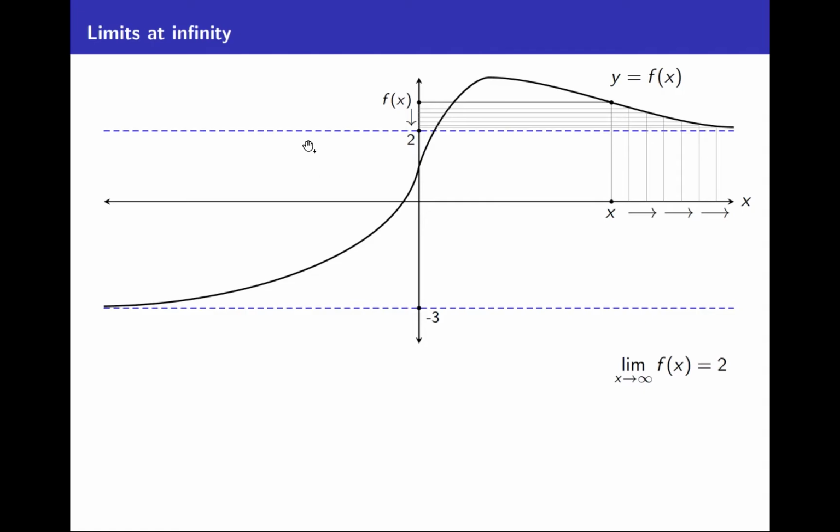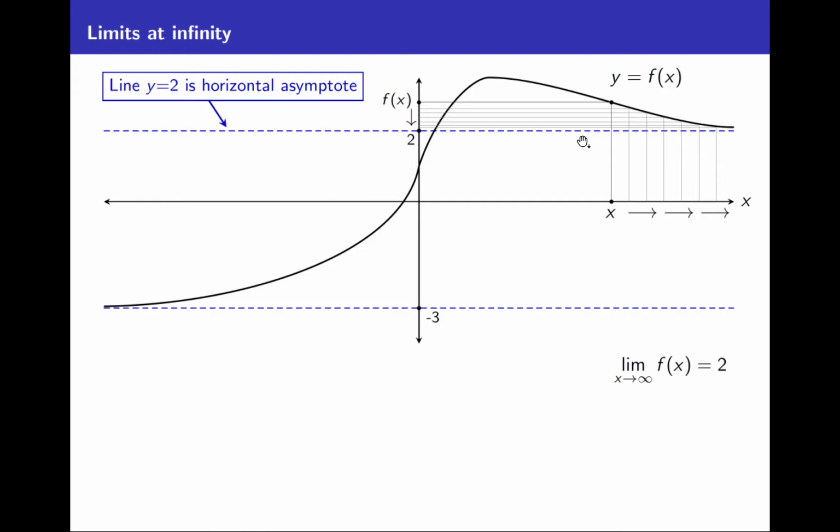In the graph, I've drawn a horizontal dashed blue line. This line is called a horizontal asymptote of f. It's the line y equals 2. Horizontal asymptotes are not technically parts of the graph of f. They're just lines that we draw to help us understand the behavior of f.